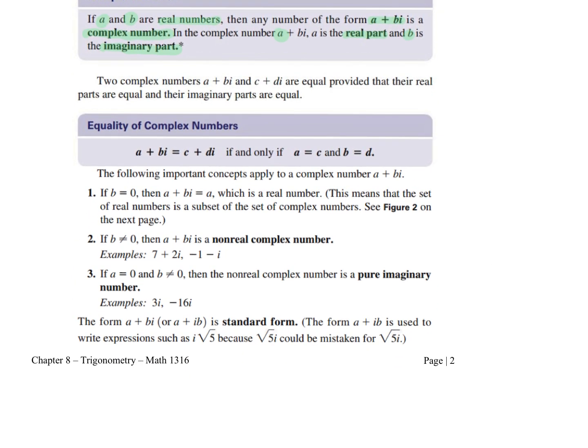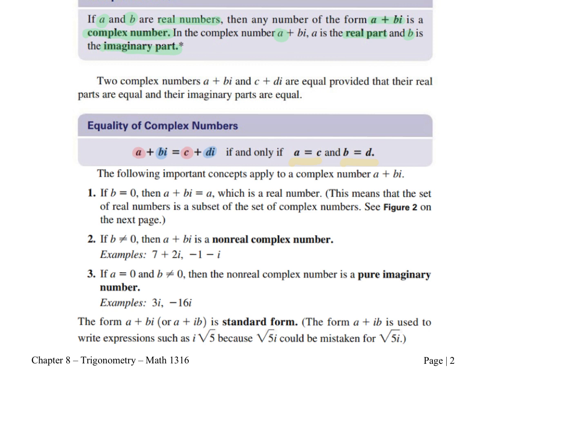Complex numbers have some important properties. If two complex numbers are equal, they're equal only because a equals c and b equals d. So what that means is that their pieces have to be the same. The real has to equal the real, and the imaginary has to equal the imaginary.